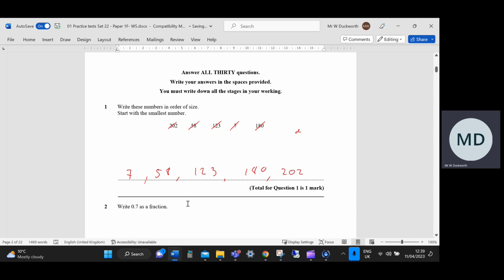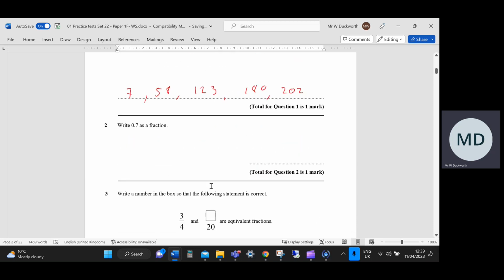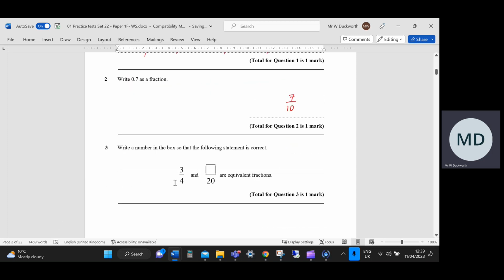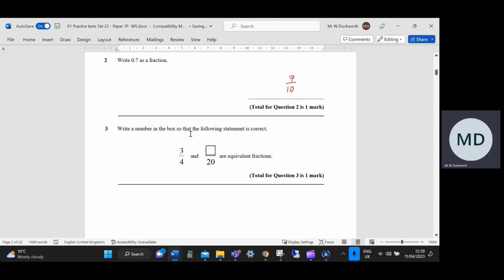Okay, question 2, write 0.7 as a fraction. That's just going to become 7/10. And then question 3, write a number in the box so that the following statement is correct: 3/4 and blank are equivalent fractions. So I've times by 5 here, so I need to times by 5 for the numerator as well. So that's going to become 15.